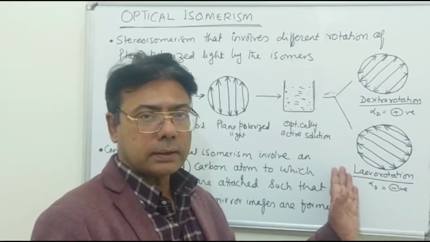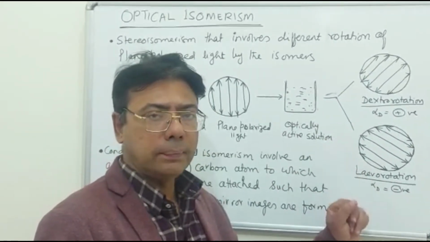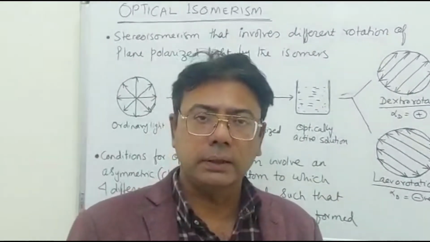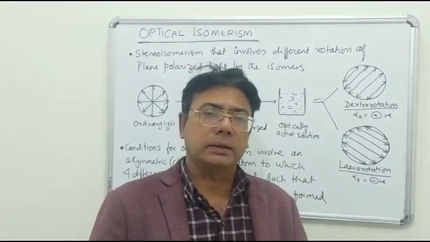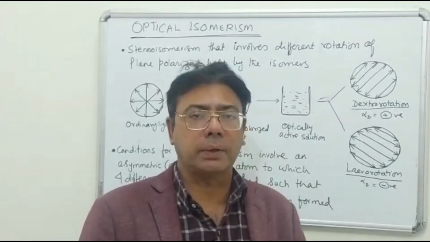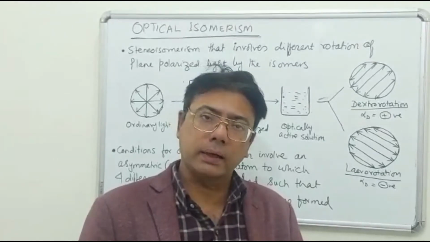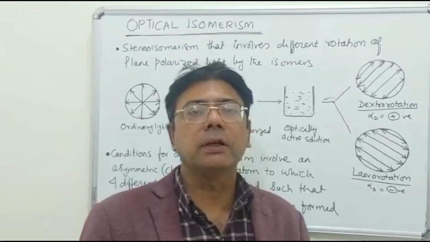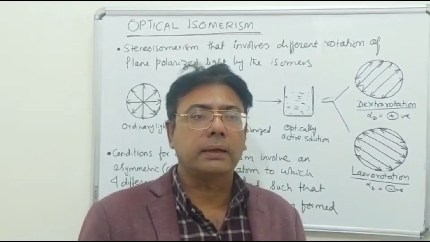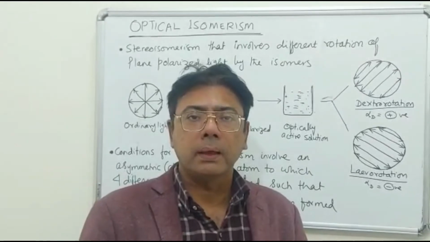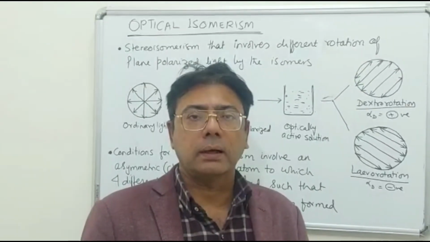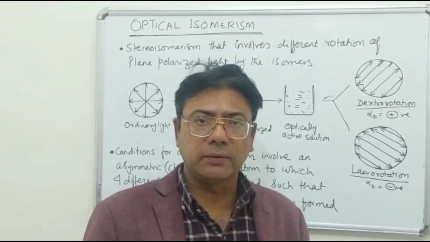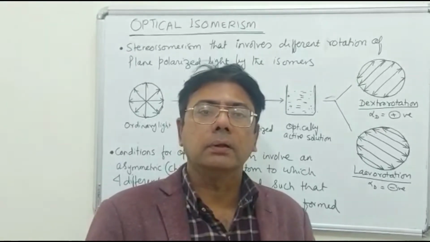In that case, the optical isomer is called levorotatory. So far as the basis of optical isomerism is concerned, this phenomenon arises due to the presence of asymmetric carbon, which is also called chiral carbon. A chiral carbon is one that is having 4 different groups attached to it, and when such a chiral carbon is present, then the mirror images are non-superimposable, and this non-superimposability of mirror images gives rise to enantiomers.